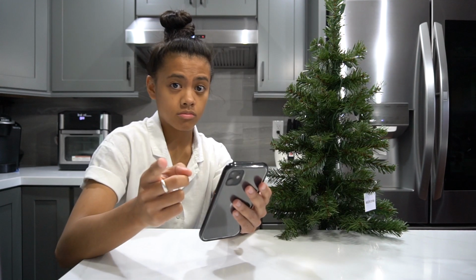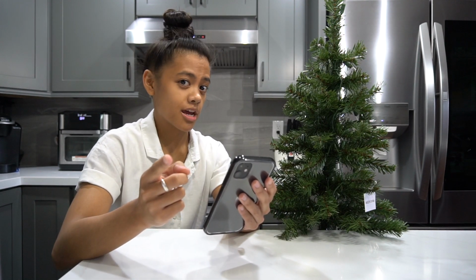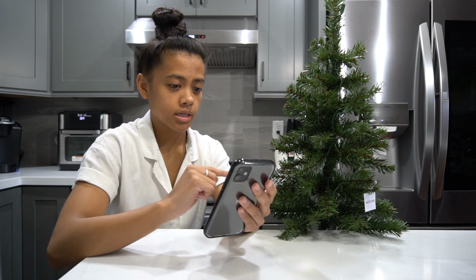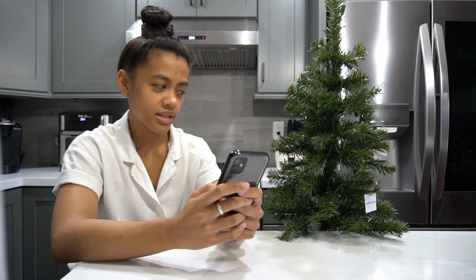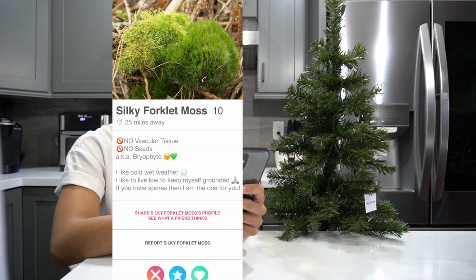You know, ferns actually can reproduce asexually as well. It's called apogamy. It's when a sporophyte grows into a gametophyte without fertilization. No? Okay, next one. Oh, they're a bryophyte.